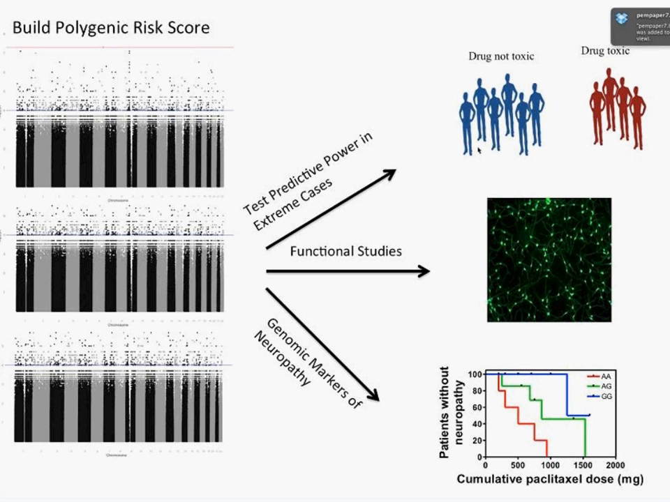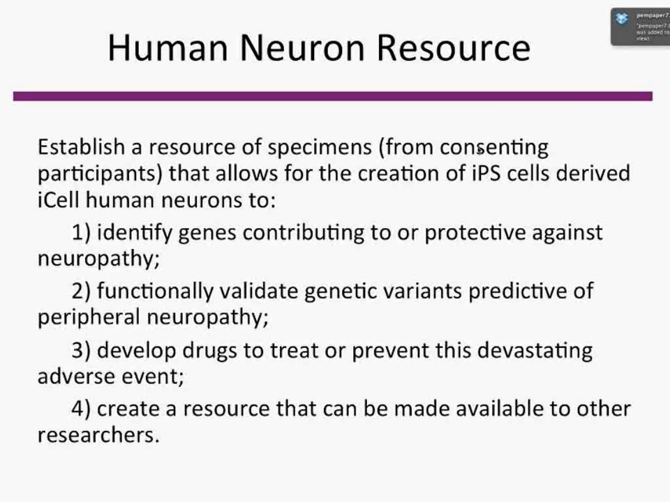vincristine or cisplatin neuropathy. We'd like to establish a human neuron resource, which is a resource of specimens from consenting participants that will allow us to identify genes contributing to or protective of neuropathy, to functionally validate genetic variants, to develop drugs to prevent or treat this devastating adverse event, and also to make this resource available to the public and to other researchers.